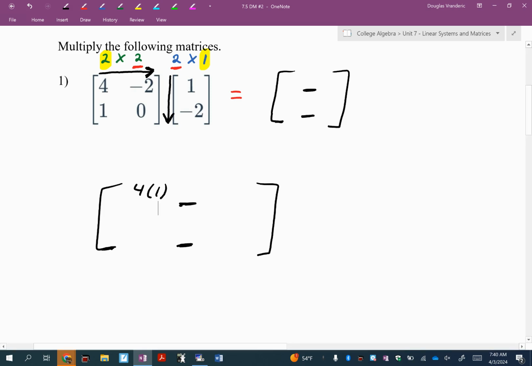So that's -2. I agree. -2 times -2. And I want you to put a big addition symbol in between them. Whatever that is is going to be the first number in your answer matrix. So we just multiplied the first row of that first matrix times this column.